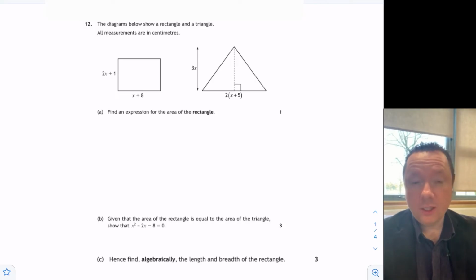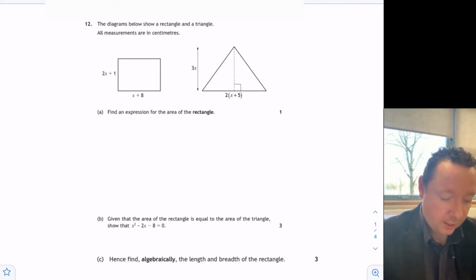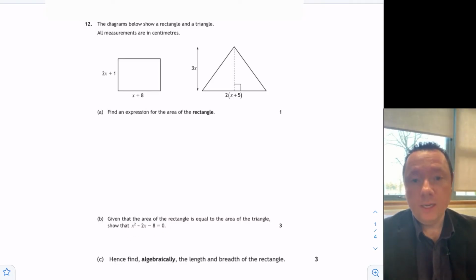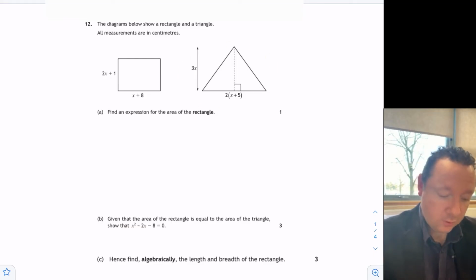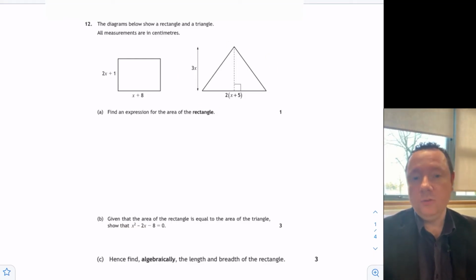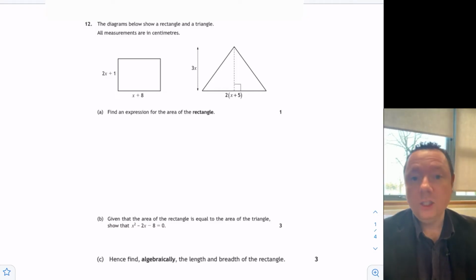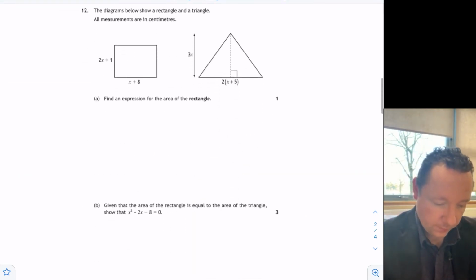Okay, so what this question is asking us to do is find an expression for the area of the rectangle, which we'll do in a moment, but essentially it turns into a quadratic question. You're going to have to find the expression for the triangle, make them equal to each other, and then rearrange that equation to get that quadratic. Quite a hard skill. Once you've done that, you'll then have to solve your quadratic equation. I'm going to go through a few steps with this and a few pointers that I think might make this a little bit easier, especially if you can't do the whole question.